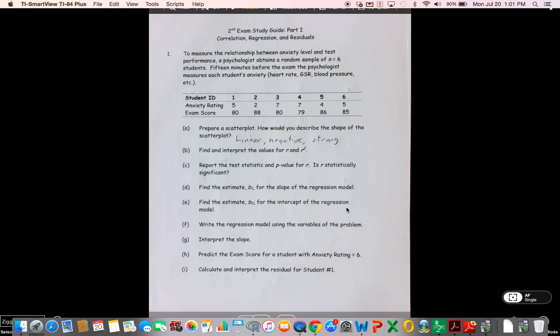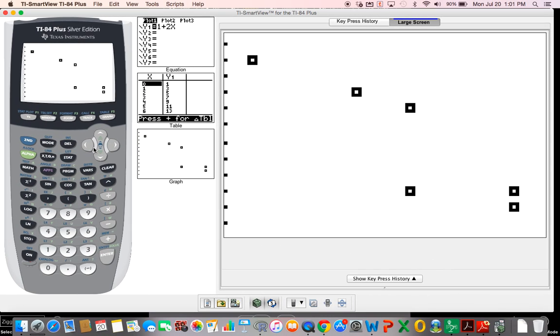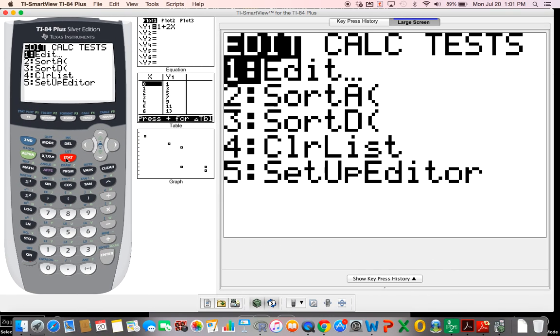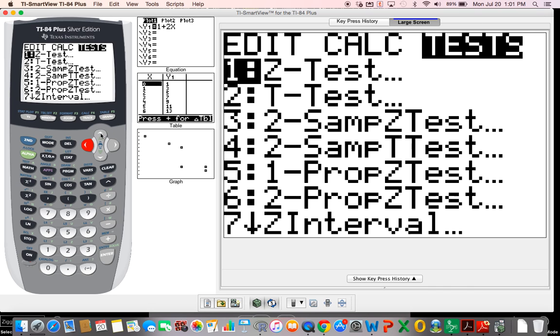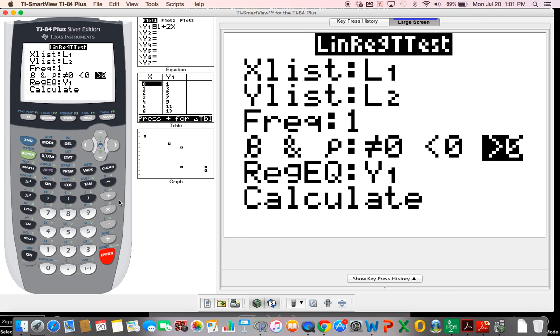Find and interpret the R and R squared. Okay, so guys, I make it easy on you here. To find the R and R squared, we'll go to stat. We'll go over to test. We'll go to linear regression t-test. Everything looks good there. L1, L2, that doesn't matter. Make sure you got Y1 there, you should, and hit calculate.